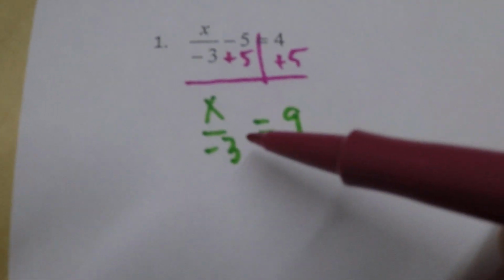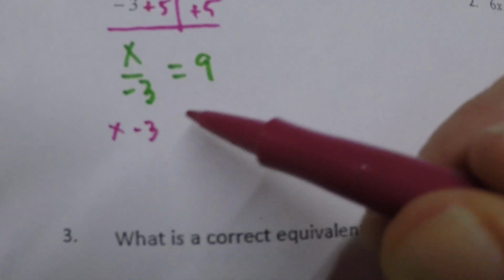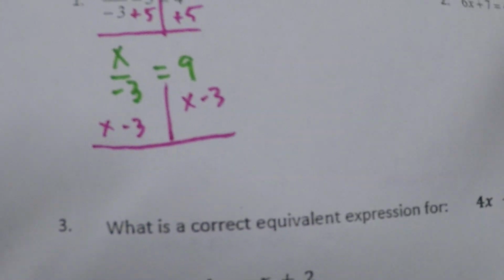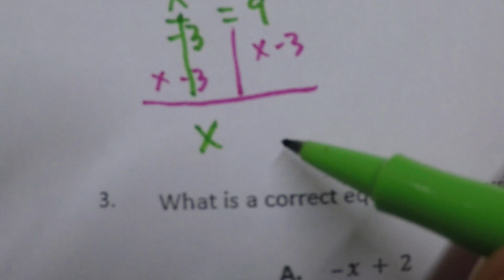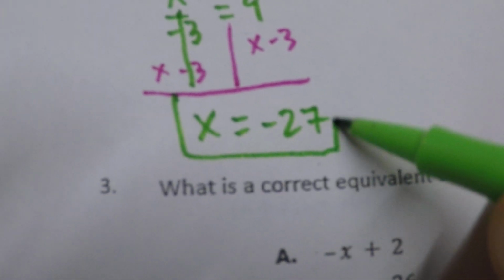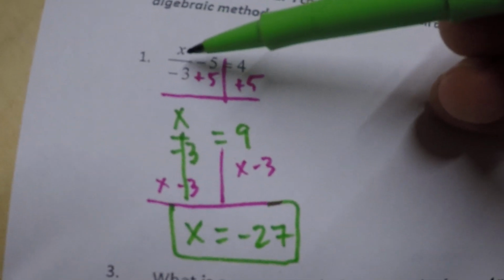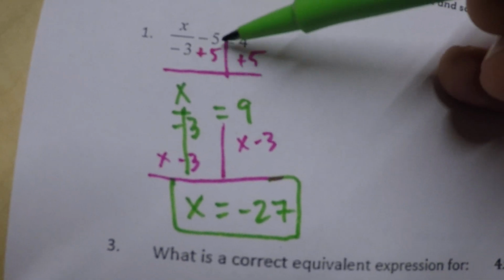Okay, now I have to undo division. I undo division by multiplying. And that will give me my answer. Because these will cancel. This division, the multiplication cancel. X equals -27. I can check my answer by taking that number, putting it in for x. -27 divided by -3 is 9. 9 minus 5 is 4.